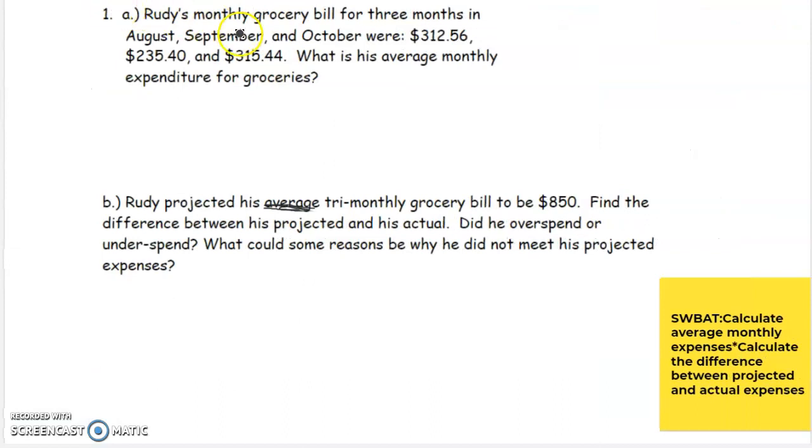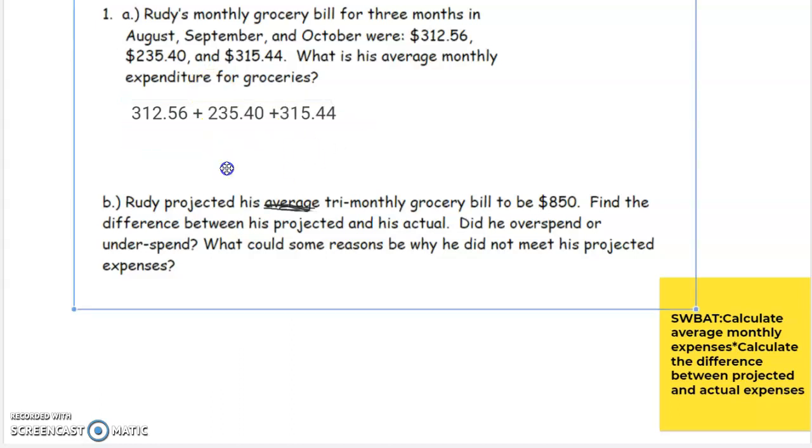So a couple questions now, and then we'll be good to go with this first lesson. Rudy's monthly grocery bills for three months, August, September, and October, were $312.56, $235.40, and $315.44. What was his average monthly expenditure? For this question, all we're going to do is add these up. $312.56 plus $235.40 plus $315.44. That's our first step.